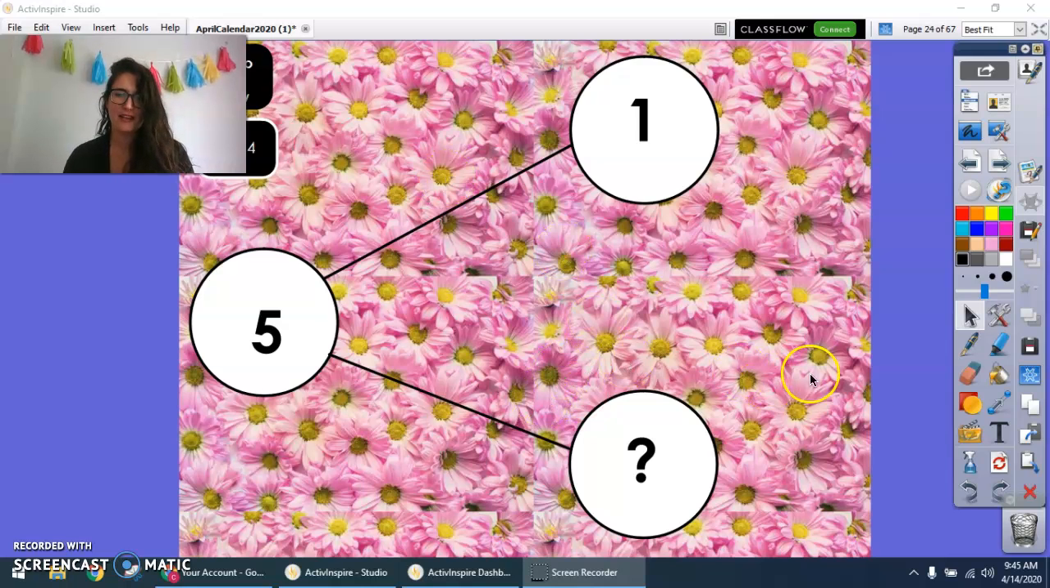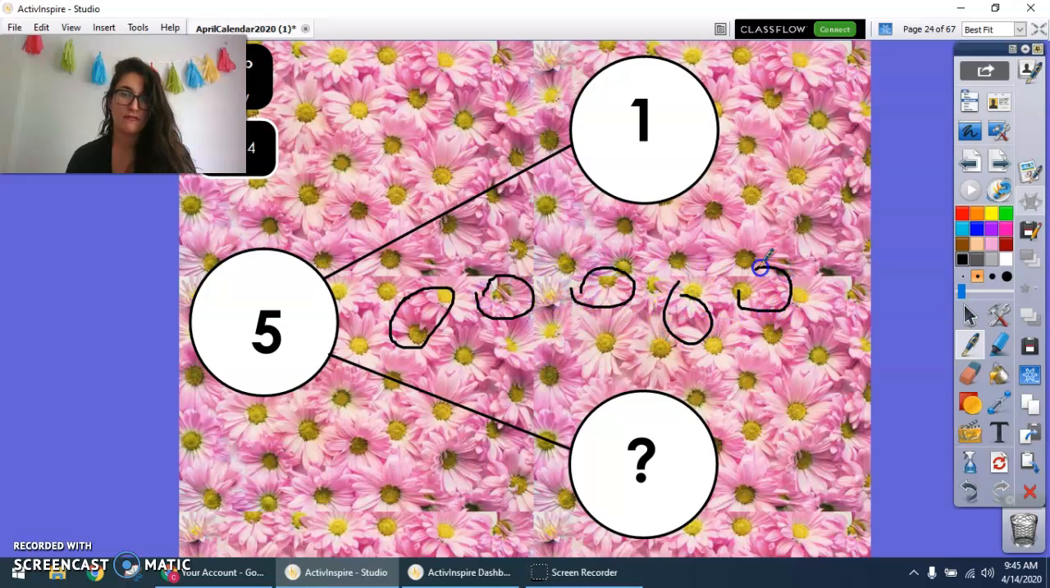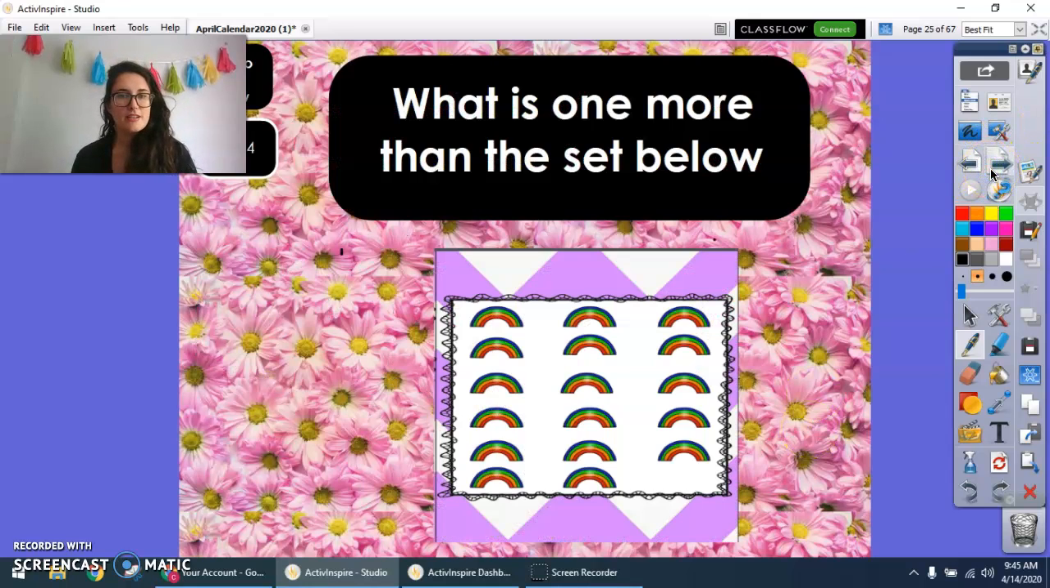All right, we are ready to find our missing part. So if you don't know what 1 and blank is to make 5, I'm going to go ahead and draw a picture. So 1, 2, 3, 4, 5 parts. And I'm going to take 1 away because this is it. Then how many am I left with? 4. So 1 and 4 is 5. Awesome.